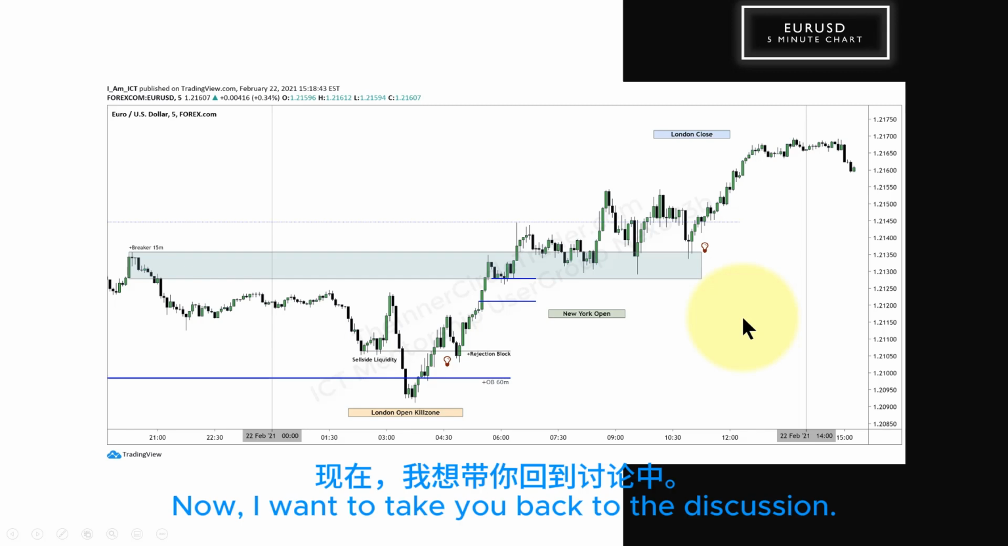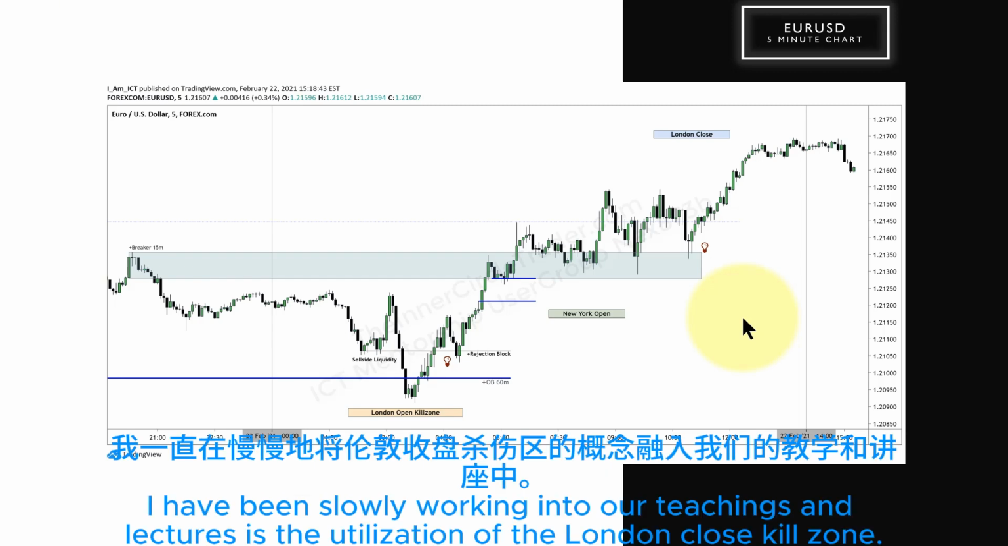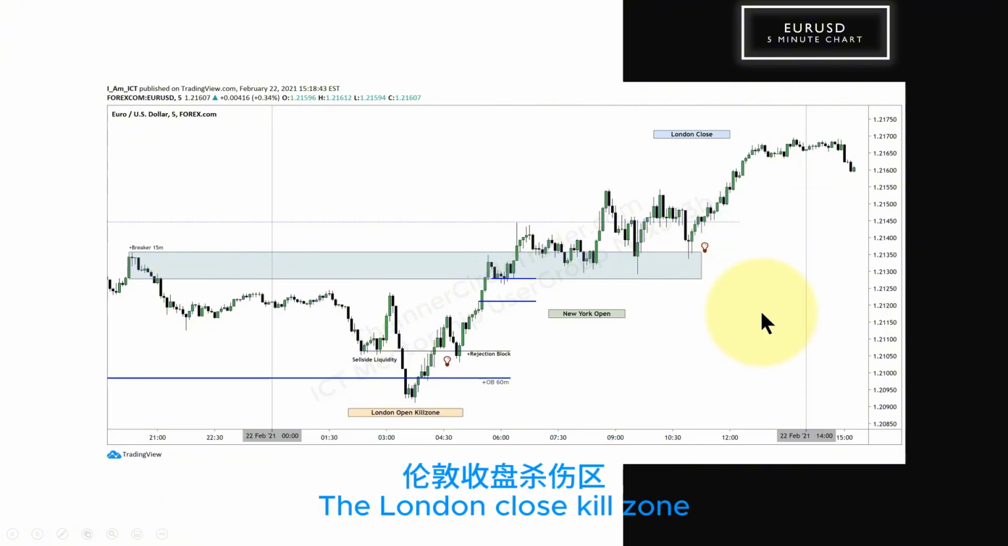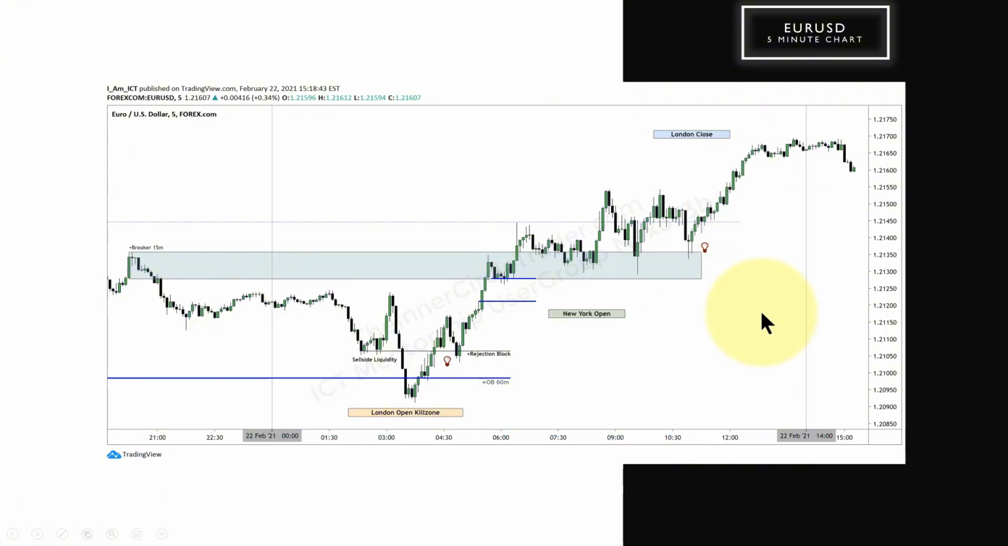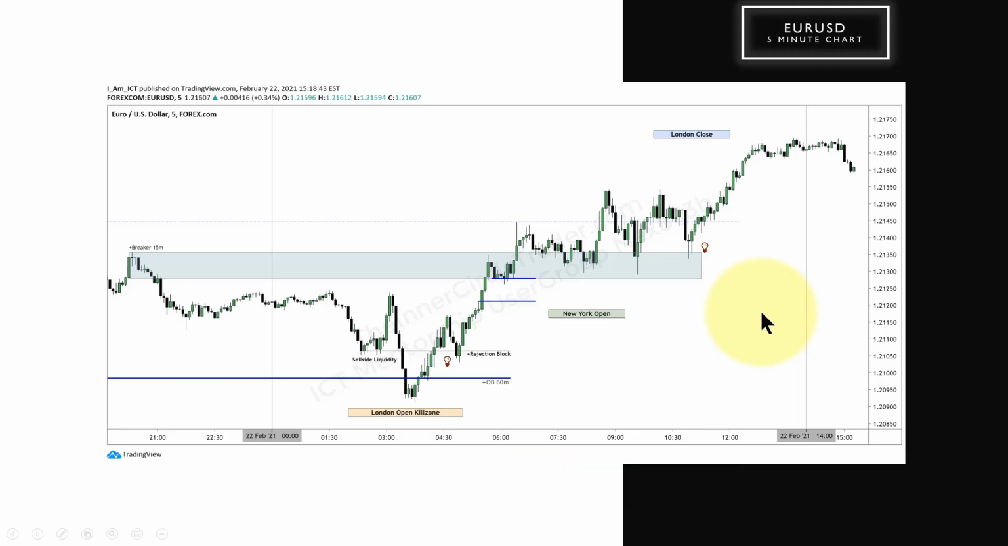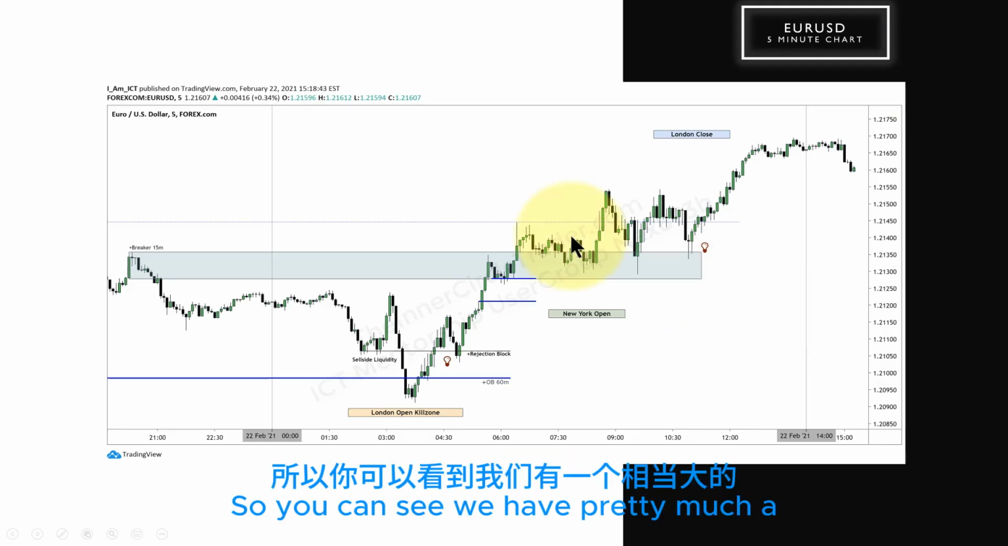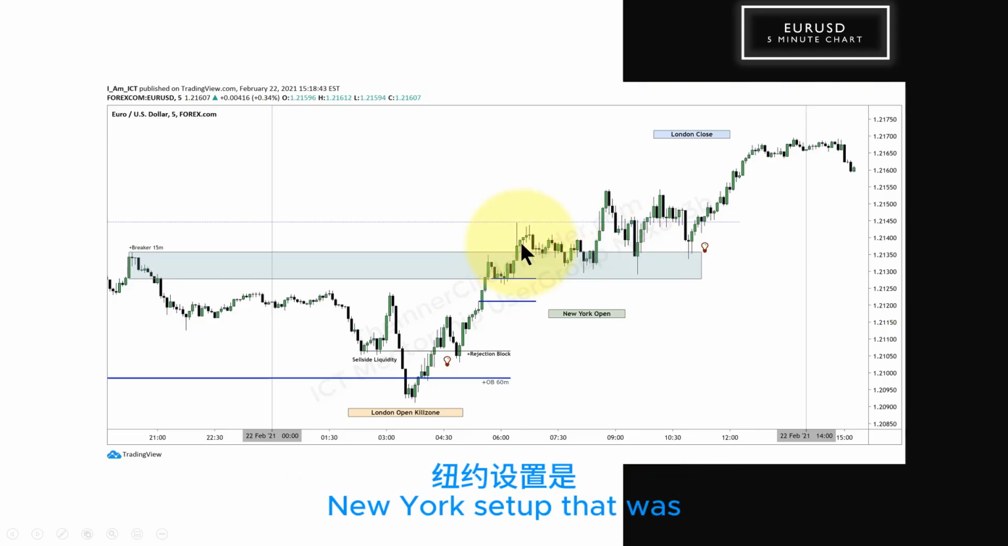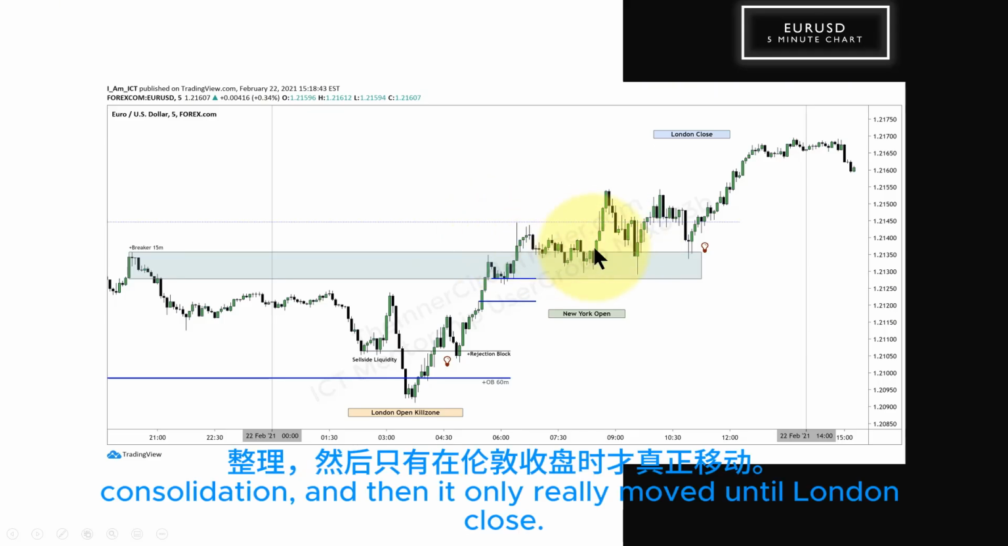Now I want to take you back to the discussion I have been slowly working into our teachings and lectures, which is the utilization of the London close kill zone. The London close kill zone can be used to get in sync with the higher time frame price move. So you can see we had pretty much a New York setup that was consolidation, and then it only really moved until London close.